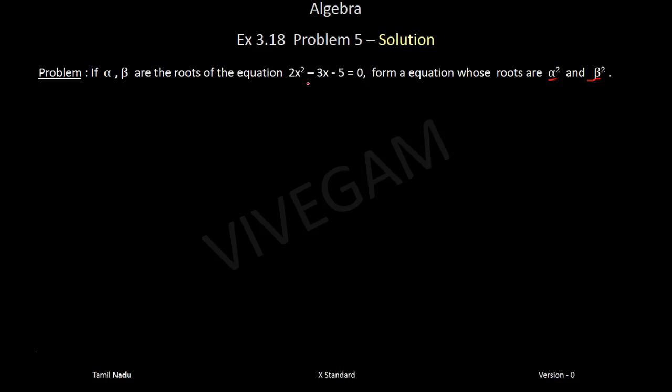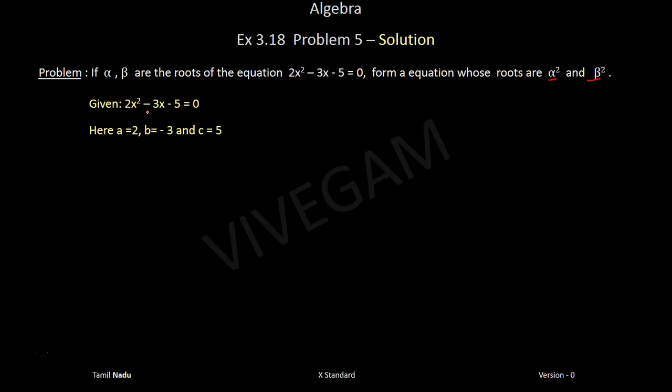So this equation forms the base from which you get alpha plus beta and alpha beta. Using those values, you should be able to calculate the sum of the roots, which is alpha square plus beta square, and the product of the roots, which is alpha square beta square. Once those two values are known, you can easily form the equation using x² − (sum of the roots)x + product of the roots = 0. Let's try it.